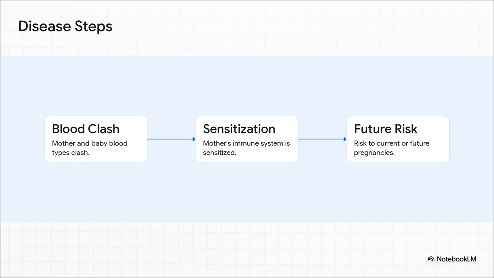Because of this clash, if the baby's blood enters the mother's system, the mother's immune system gets sensitized. It basically remembers the baby's specific blood group as an enemy and builds antibodies against it. Step 3. This creates a massive risk, often much more severe for future pregnancies, where the mother's immune system might actively cross the placenta and attack the baby's red blood cells. It's a profound, heartbreaking example of how a microscopic mismatch in blood groups can have devastating physiological consequences. It requires immense pathological oversight to manage and prevent.